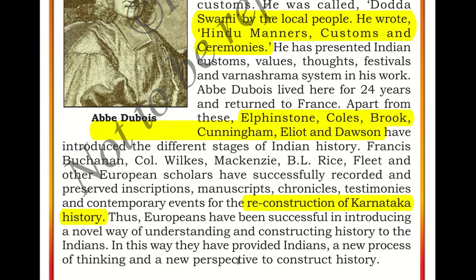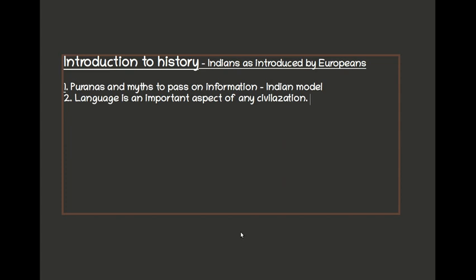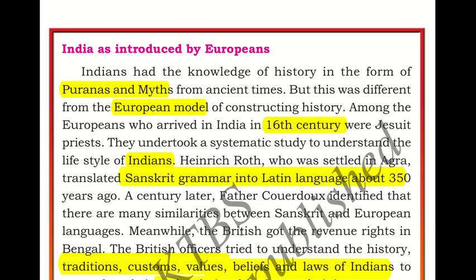So let us go back and try to make notes from the top. So what we learned is that Indians had their own way of creating history. However, the European way was a little more systematic. And this was introduced to Indians as the Europeans came to India in the 16th century. So what did we learn? Let's go from the top.